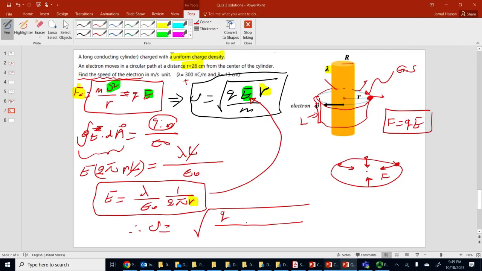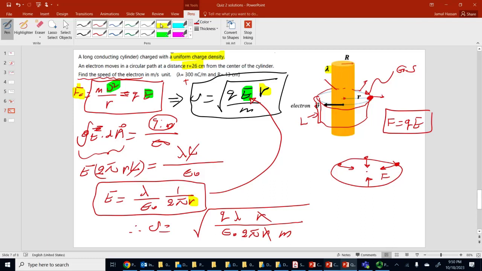E is this bunch of parameters, 2 pi r. What else? We have R and M. So R with R will cancel out, and I think that's it. And we have all the information, right?